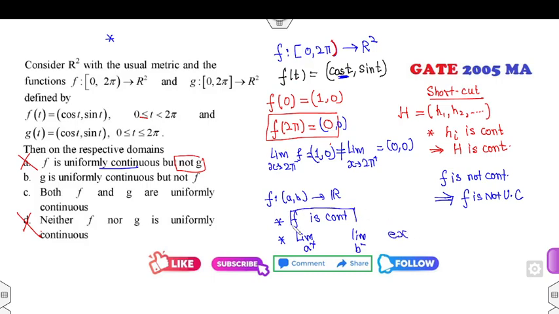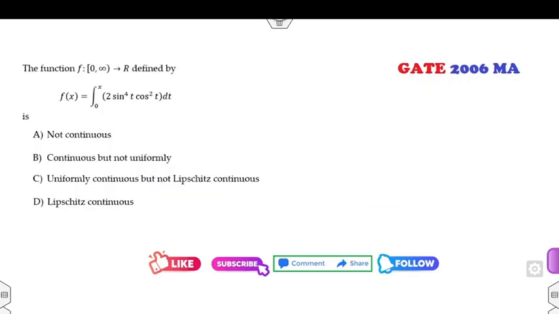Since the first property does not hold, that means f is not continuous, which implies f is not uniformly continuous. So b is the correct answer of this problem. There is nothing to think about. Just remember, if it is a closed interval, then only the continuity is fine. If it is an open interval, then check the limits and the continuity.